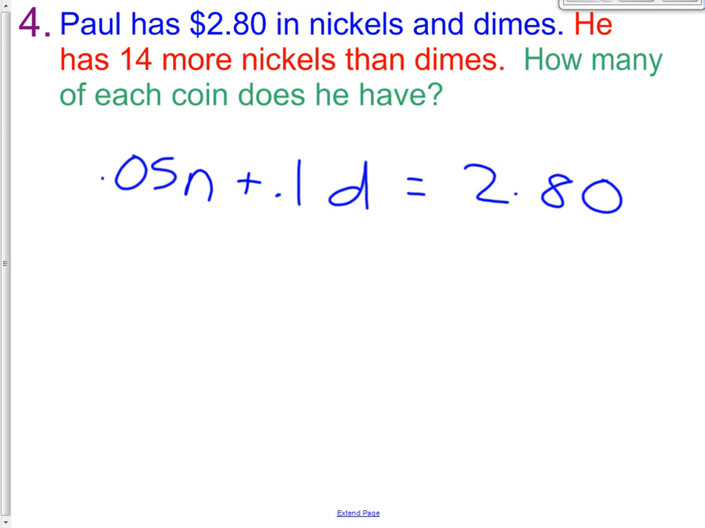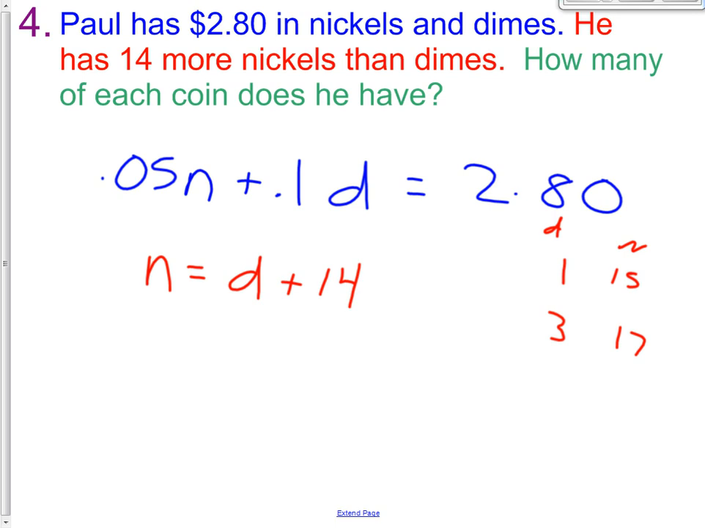The second equation is he has 14 more nickels than he has dimes. So if he has, let's just say for example, 1 dime, he has 14 more nickels, so then he would have 15 nickels. Let's say he has 3 dimes, well he has 14 more nickels, so 14 plus 3, he would have 17 nickels, so on and so forth.